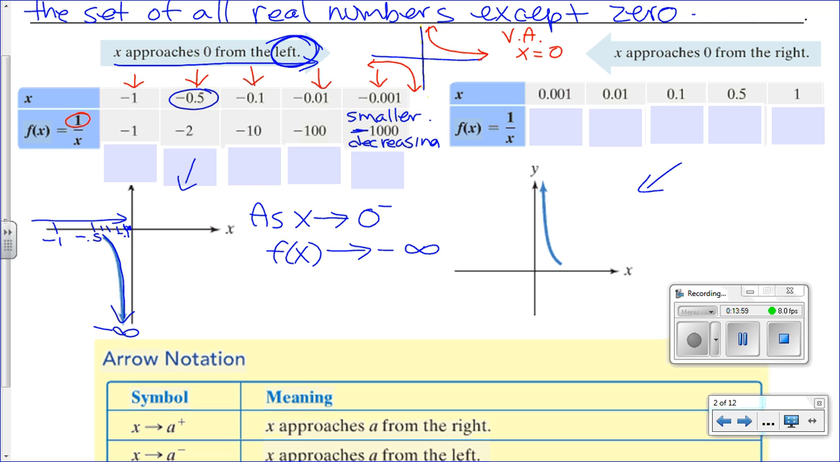Okay, now let's see what's happening on the right side of zero. And so I want, who has the calculator ready? I'll do the last one. 1 divided by 1. It's 1. Okay, Chris. Next one, 1 divided by 0.5. Miguel. Well, actually, let me ask someone from this side. Jasmine. 1 divided by 0.1.